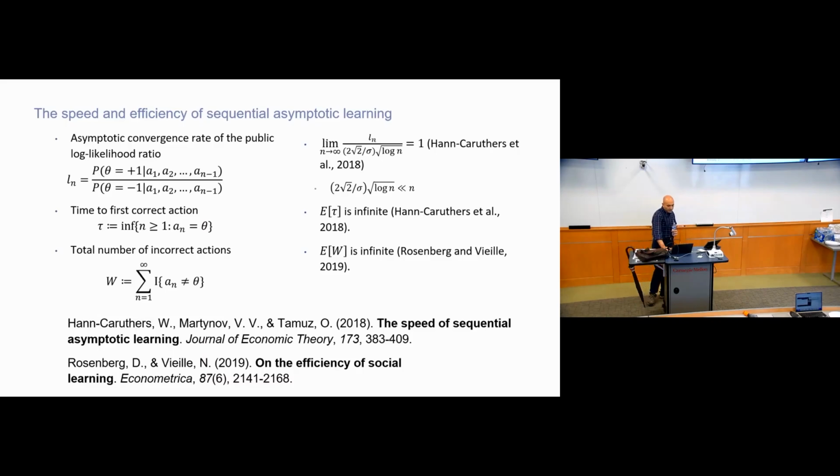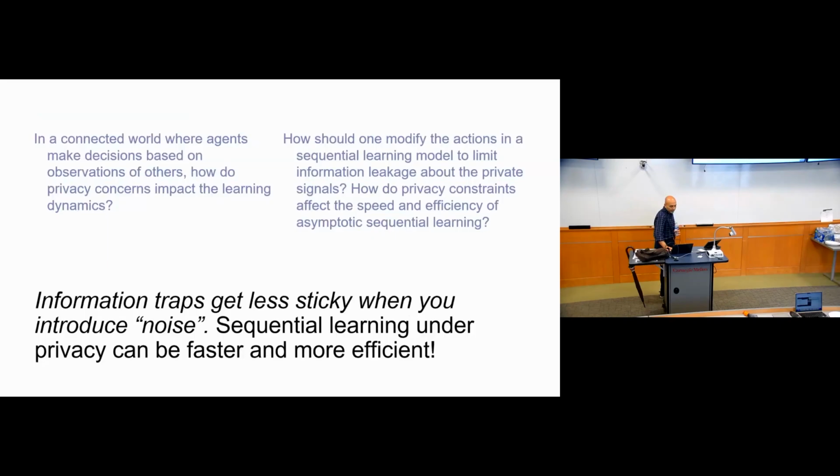So before going further into how privacy can shape these learning outcomes, let me pause here and ask if there are any questions that I can clarify about the sequential learning model and how we are thinking about the quality of learning outcomes in the sequential learning model. Because the remainder of the hour is going to be about how privacy changes these learning outcomes.